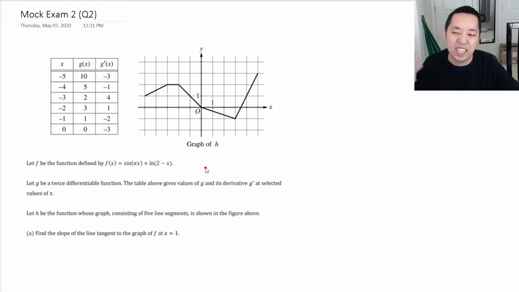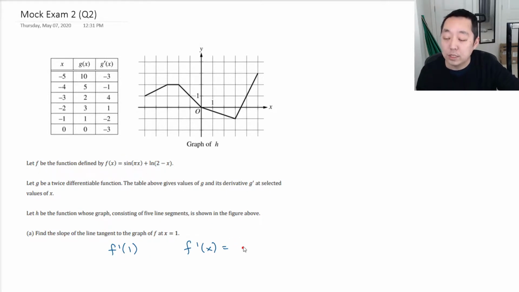So here's a standard kind of question. This is a modified question, but they're giving you a table, they're going to give you a graph, and you kind of have to just use all the information. Find the slope of the line tangent to the graph of f at x equals 1. That means I need to find the derivative at 1. So first I need to find the derivative of f and then plug in 1, because the slope of the tangent line is the derivative at that point.